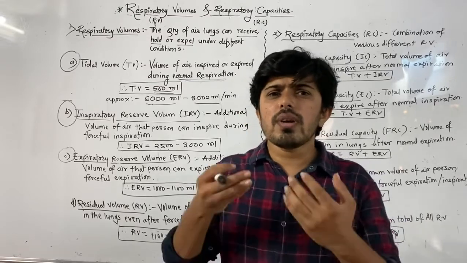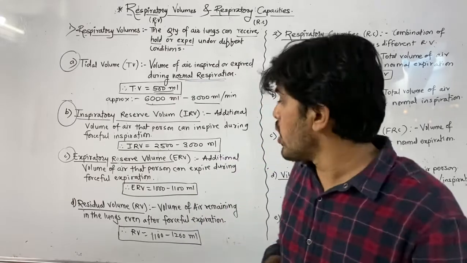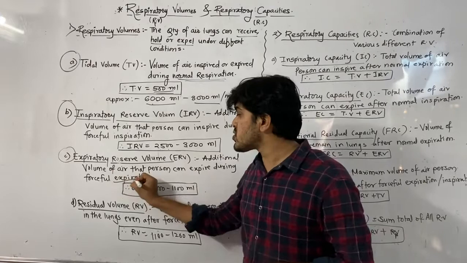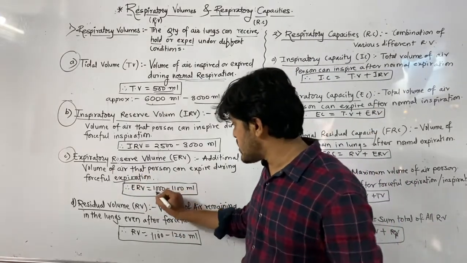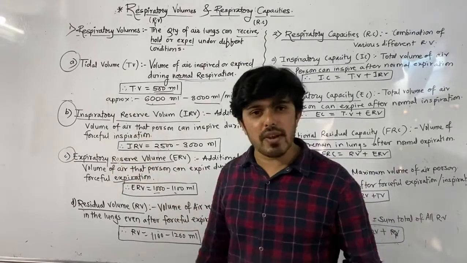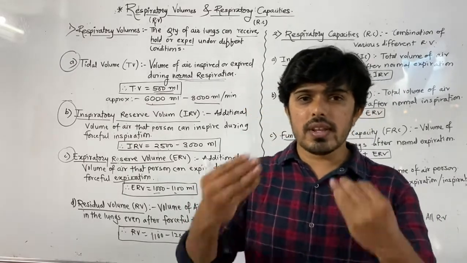So after a normal inspiration, whatever amount of air you forcefully throw out, the additional volume of air that a person can expire during forceful expiration is called expiratory reserve volume, and its average value is 1000 to 1100 ml, exactly opposite to inspiratory reserve volume. So whatever after breathing, suppose if I breathe in, breathe out.